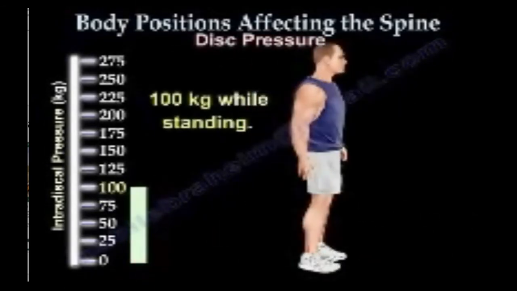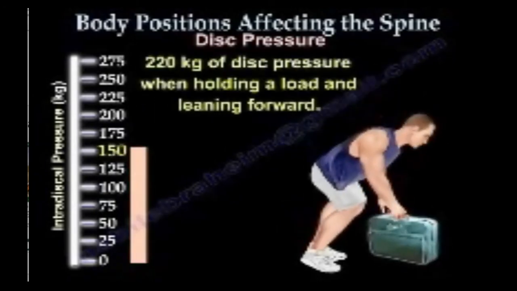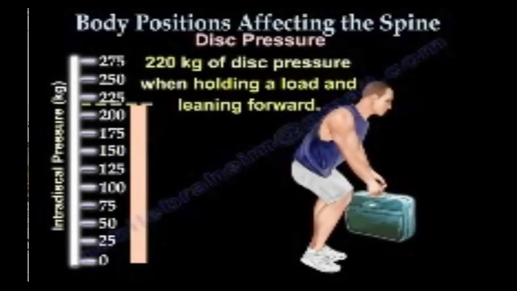100 kilograms of pressure is measured on the disc of the lumbar spine when you are standing in the upright position. When leaning forward from the standing position, the pressure increases to 150 kilograms. Holding a load and leaning forward in the standing position causes this pressure to further rise to 220 kilograms.